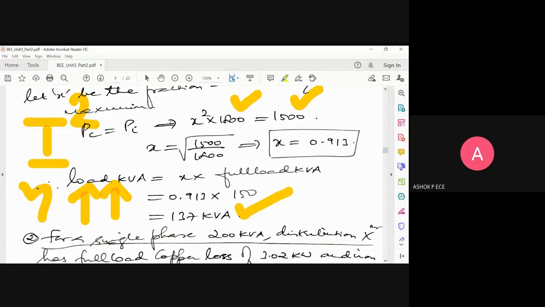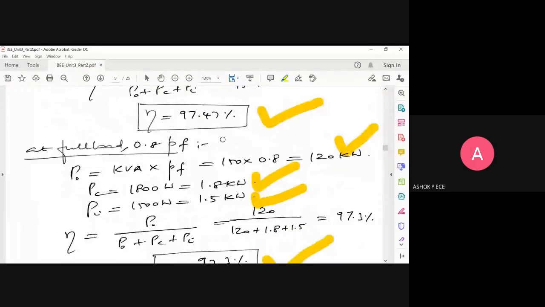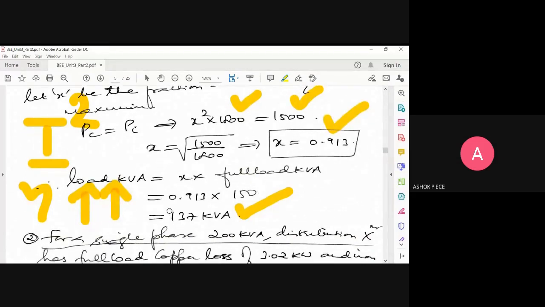See here, in the first column, for output power it is just 0.5. But for copper loss alone it is 0.5 square, because it is the square of the current. You have to understand that very clearly. So we are finding the value of x at which both will be the same. The x value is 0.913. When you multiply 0.913 by 150 kVA, you get 137 kVA. The understanding is that at 137 kVA, the efficiency of the transformer is maximum, or I can say the copper loss becomes equal to the iron loss of your transformer. So this is one problem finding out efficiency under different conditions.